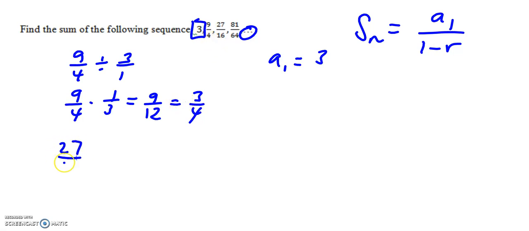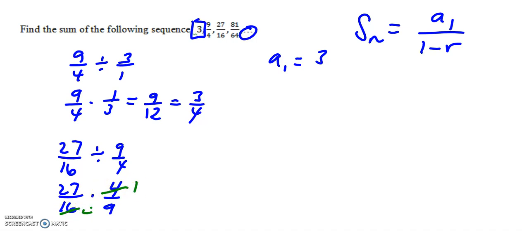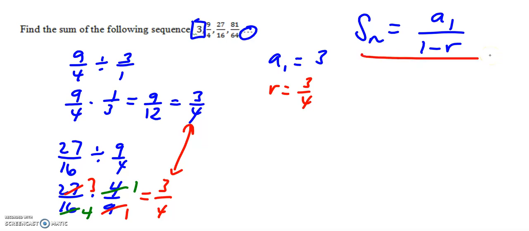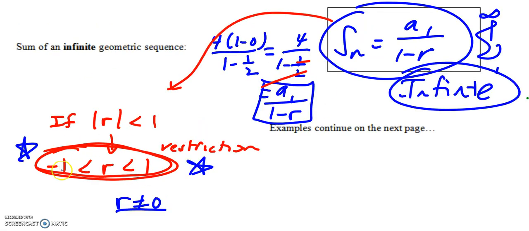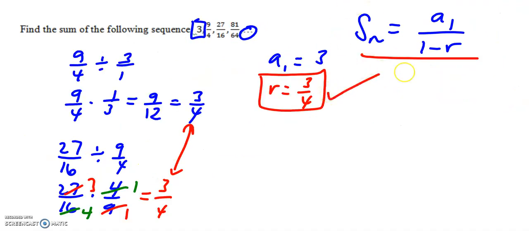If I take my third term of 27/16 and divide that by 9/4, that's really 27/16 times 4/9. And remember, you can cross cancel. This goes in here 4 times. This goes in here 3 times. So it looks like I have a 3 on the top and a 4 on the bottom. So we got the same common ratio, which makes me think that my r is 3/4. Now, before we jump right into plugging this in, let's see if we can use it. Does this r value meet these restrictions? Is it between -1 and 1? Yes, it is. So because this works, we can use this idea.